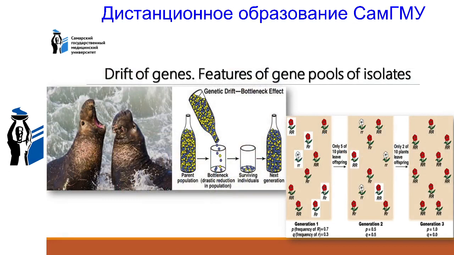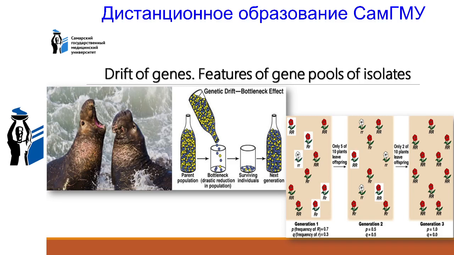Drift of genes, features of gene pools of isolates. In small populations, the Hardy-Weinberg law doesn't apply. There is a gene drift phenomenon. Gene drift is a change in the frequency of alleles in the population due to random causes, not due to the action of natural selection.